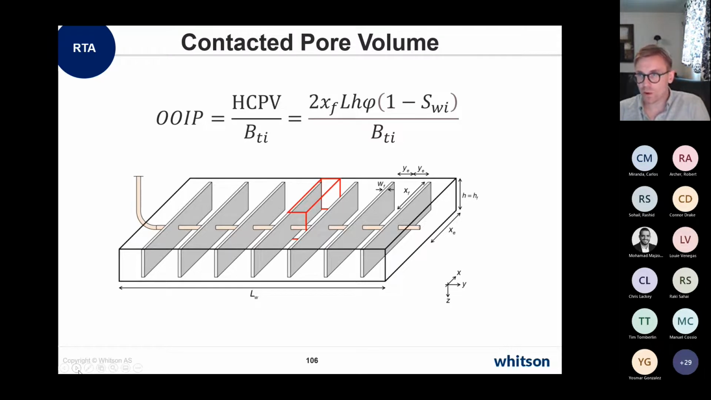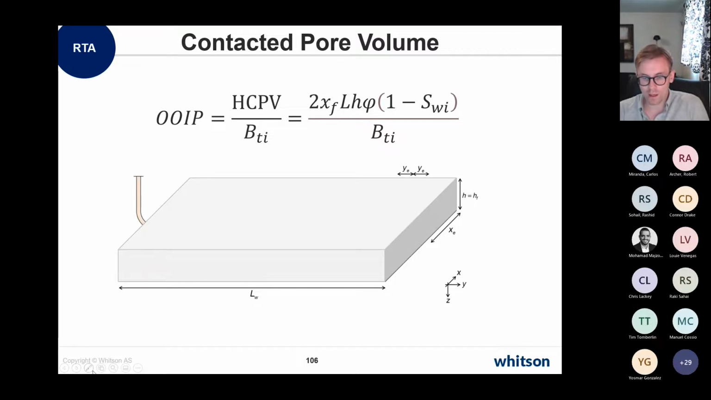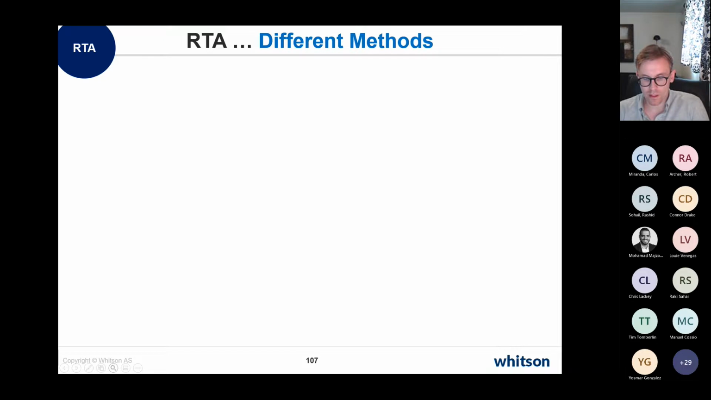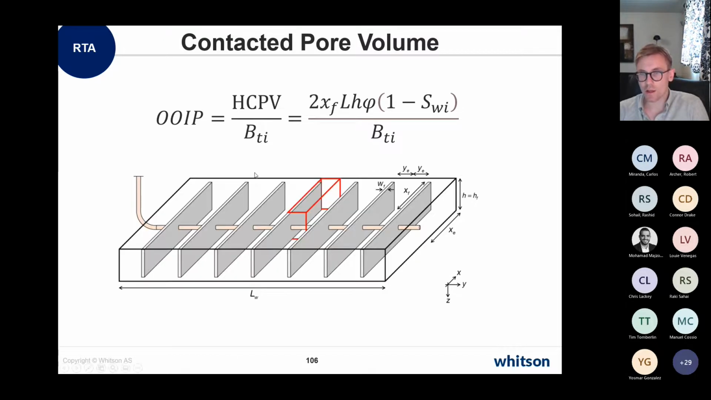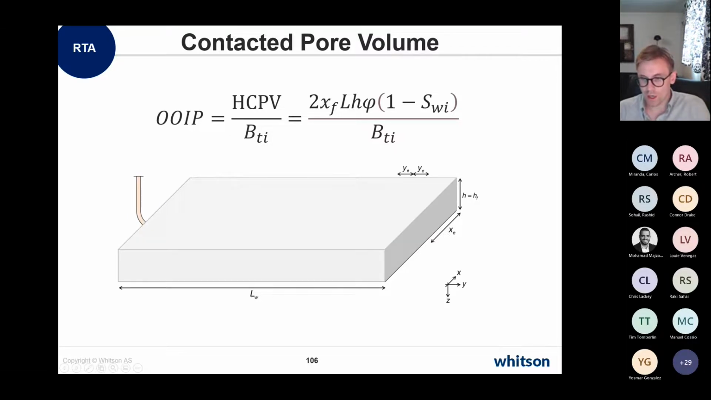The second thing is the contacted pore volume in this box. What is the contacted pore volume? Well, it's that box that we're talking about here, the stimulated rock. And this is just a way to calculate it. It could be the pore volume, hydrocarbon pore volume, you name it, just different ways to quantify it. So those are the two things that we can quantify.